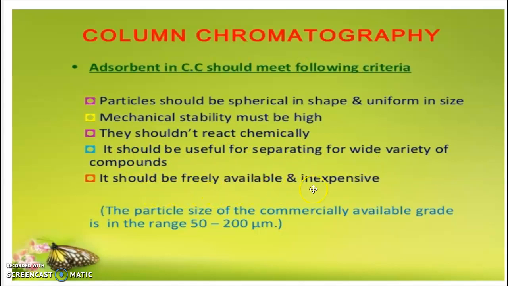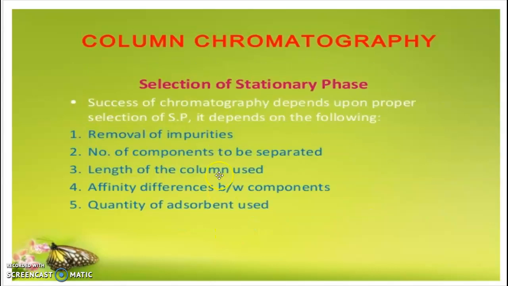It should be freely available and inexpensive. It should be a little bit cheap. The particle size of commercially available grade is in the range of 50 to 200 micrometer. This is the range. Okay.